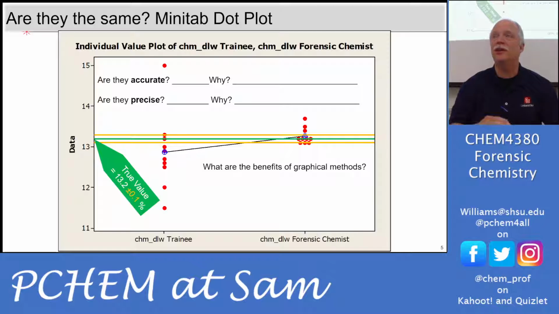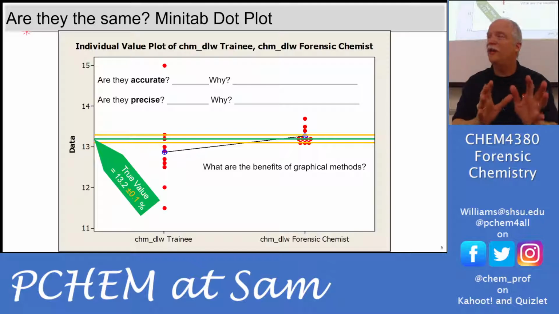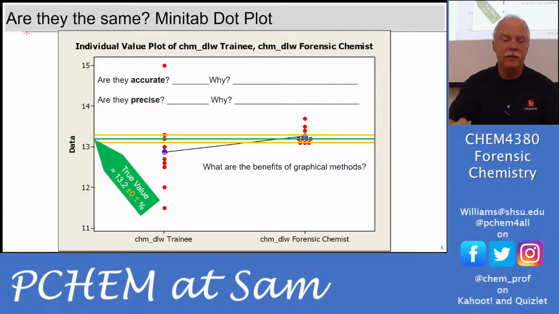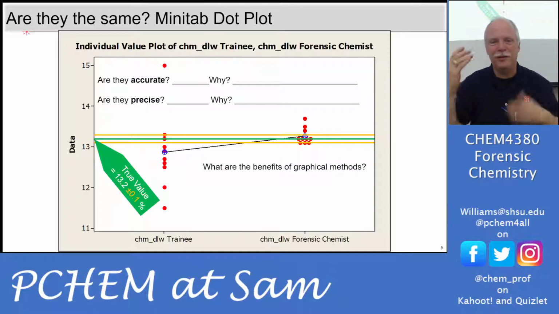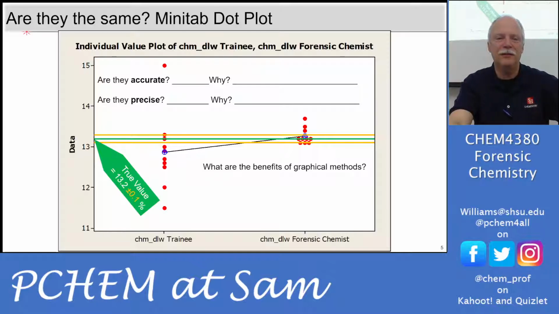Because what you want to know is how did the person truly perform, not did they get the right answer? Because you may not know the right answer. In a questioned item, you wouldn't know the right answer. So you need to know how the trainee performs. But when you know the right answer, there's a lot of cognitive dissonance about pulling yourself further away from the right answer by throwing out an outlier. So you can't let your emotions get involved.